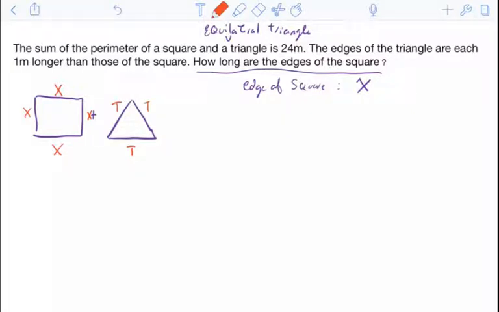The sum of the perimeter of the square and an equilateral triangle is 24 meters. It seems to me like that is a relationship between the edges of the square and the edges of the triangle. So that's probably the relationship. The edges of the triangle are each 1 meter longer than those of the square. Ah, that's a clue. So it's saying that the length of the edge of the triangle is the length of the edge of a square plus 1. So let me actually replace in my drawing. I'll replace these with x plus 1.